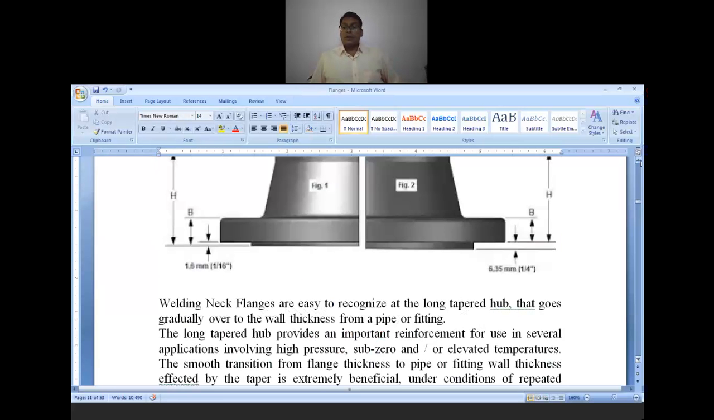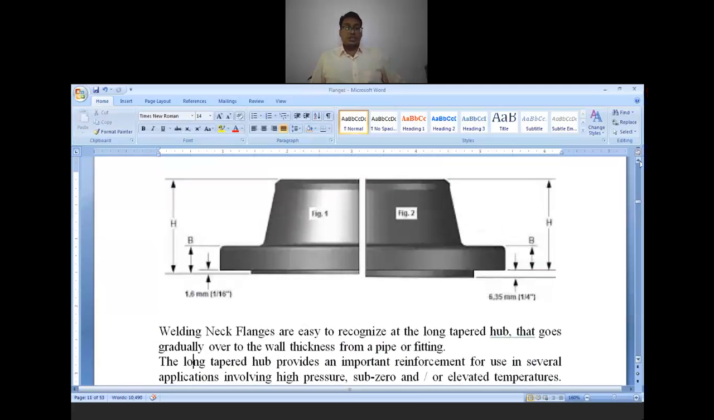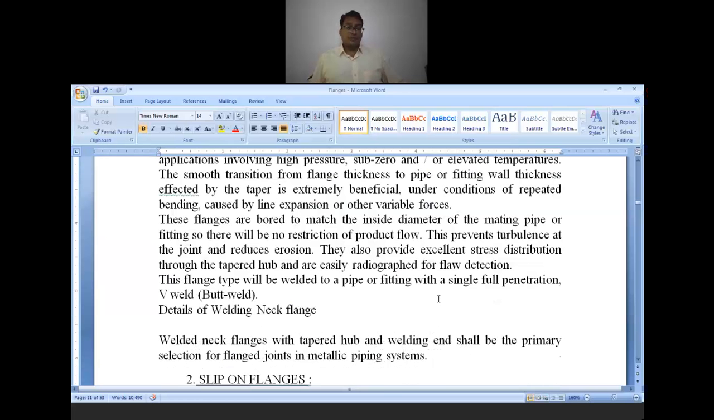Then coming to the standardization again: certain edge height, what will be the width that is provided, what will be the raised portion. Now this is the raised face that is provided. These are two different figures. There is a difference in the raised portion. Here it's 1.6 mm, here it's 6.35 mm. That is going to vary this raised portion, the details of which we will talk about further.